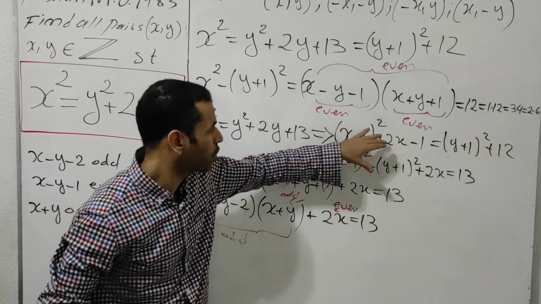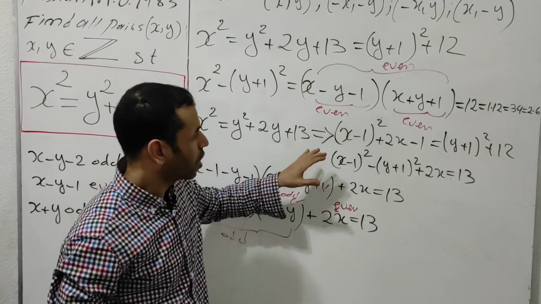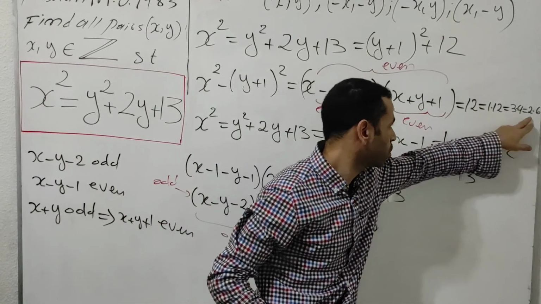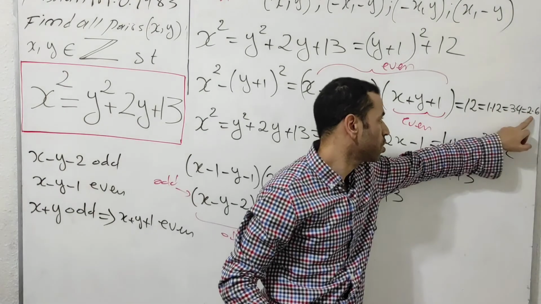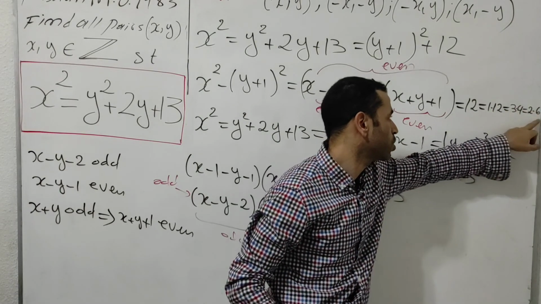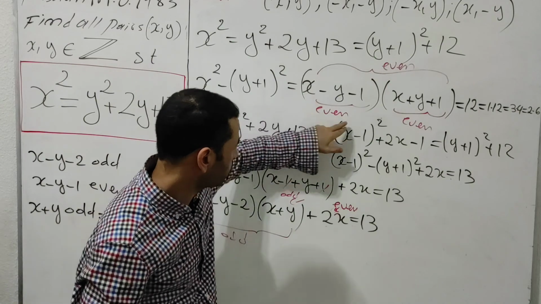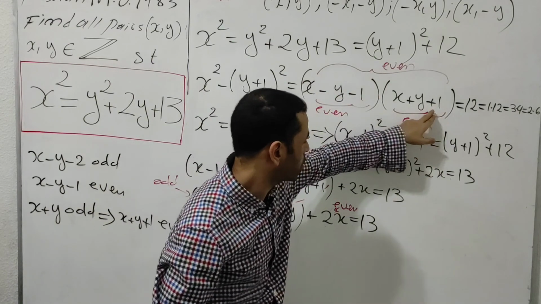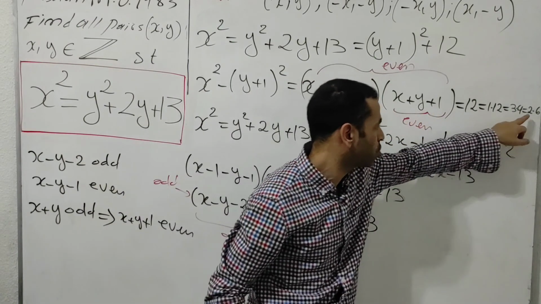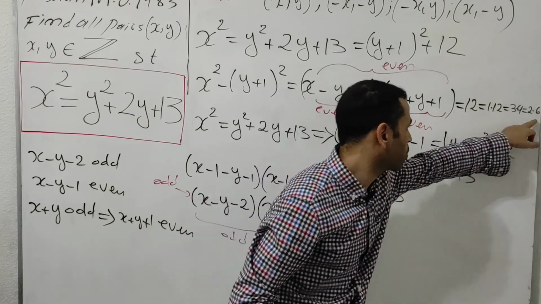So since we know they are even, that means we are going to take the even choice. That means we take this one, which is even: 2 multiplied by 6. In addition, this term is smaller than this term. That means this term is taking number 2 and this term is taking number 6.